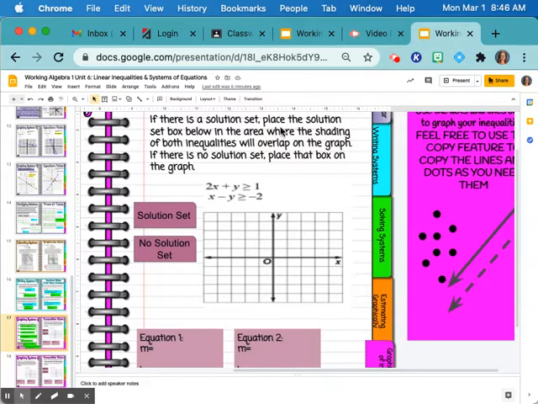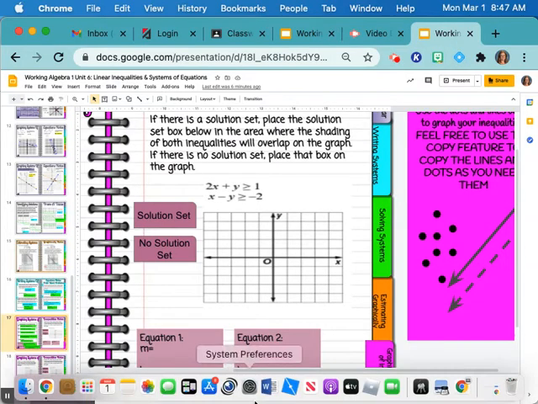If there's a solution set, place the solution set box below in the area where the shading of both inequalities will overlap on the graph. If there's no solution set, place that box on the graph. So we have these two equations, and I do need to solve them for y.